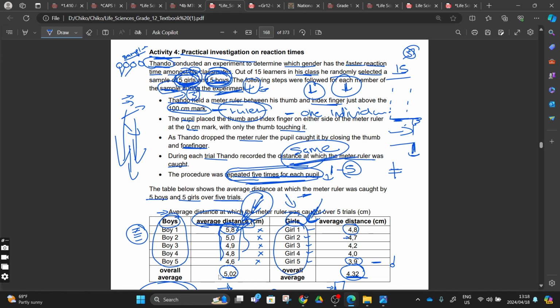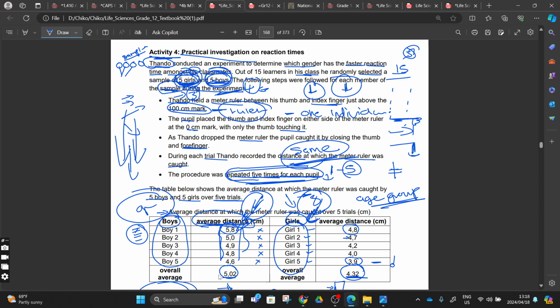So we have to do this on the same day, right? And then another thing, using the same learners, the same group, the same age group. This is the factor that we can keep constant. If we have boys from grade 12 and then boys from grade 8, you see now our experiment is not going to be reliable, right?